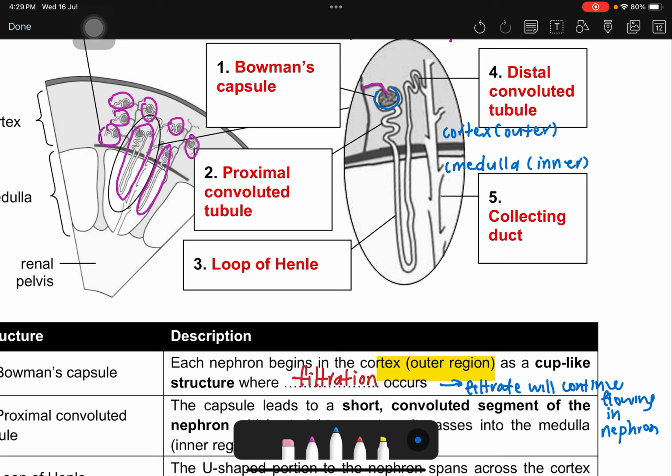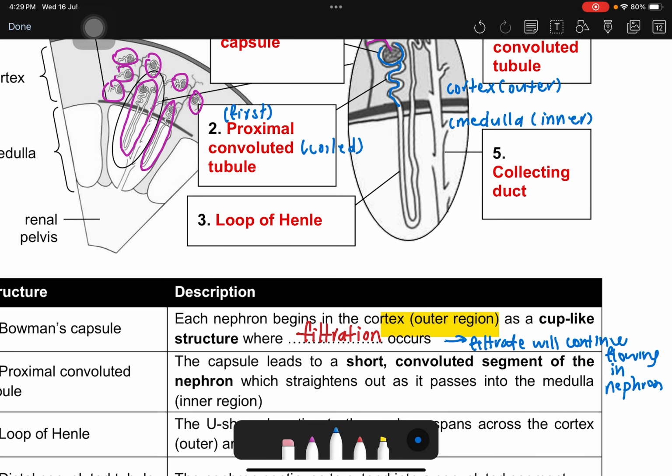Okay, so the filtrate will continue through the next structure known as the proximal convoluted tubule because it's very coiled. Sometimes in some textbooks it is also referred to as the first convoluted tubule. It's the first structure that the filtrate will pass through, and eventually it will straighten out in the medulla, and the next structure it will pass through is known as the loop of Henlé. Actually, it's written in this manner. But in exams, if you give me Henle without the accent on the E, it's still acceptable.